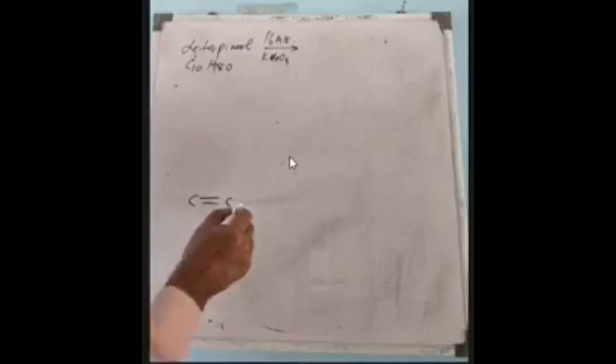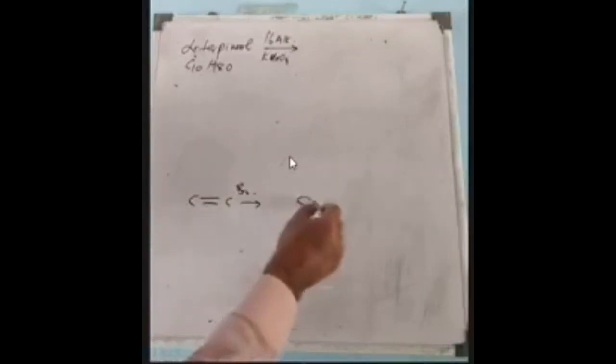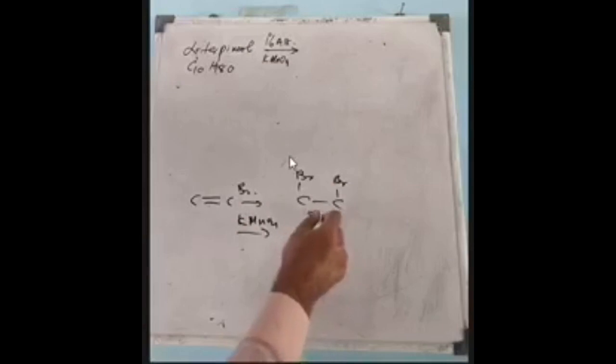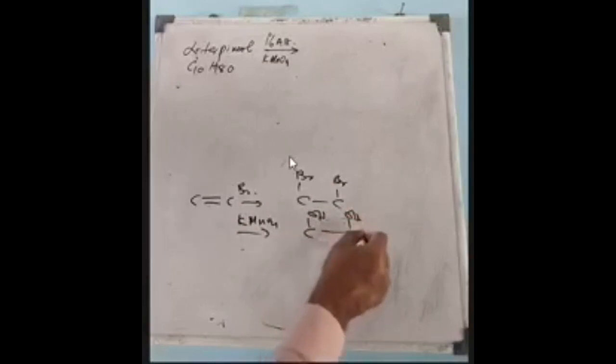You know, when a double bond is present, normally we use either bromine or potassium permanganate. If bromine is used, a dibromo compound is obtained. If the double bond is present between two carbons and you use bromination, a dibromo compound is obtained. If you use KMnO4, then what happens? Hydroxylation takes place. A dihydroxy compound or glycol is obtained.